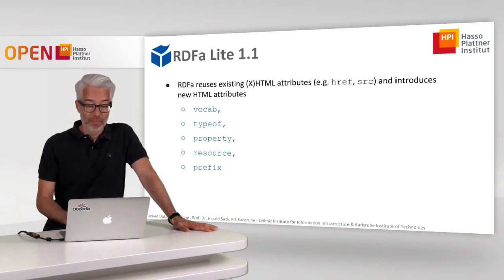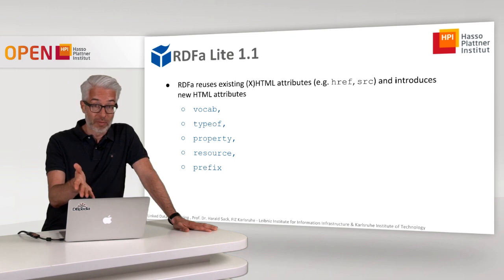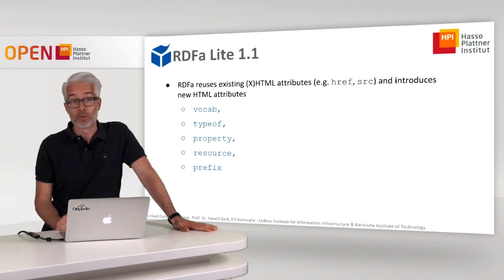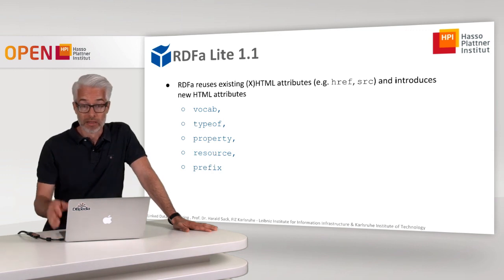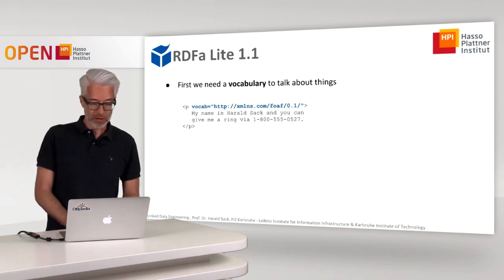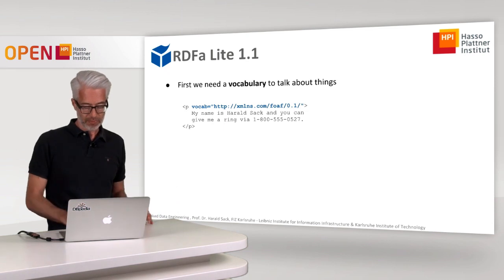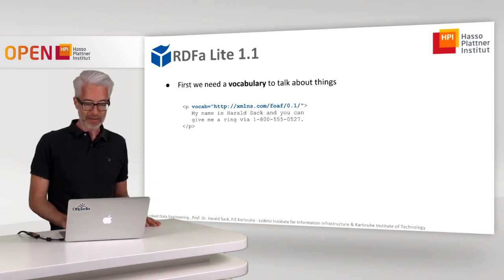For the other things, new attributes have been introduced, like the vocab attribute, the typeof attribute, the property attribute, the resource attribute, and the prefix attribute. Simply look at the names. You might already guess in which way they are used. We will look at an example, then it will be much easier to understand. So, we start with RDFa Lite 1.1. We want to put some structured data into our web page, and you see here we are defining a paragraph in HTML. In this paragraph there's some character data: my name is Harald Sack, and you can give me a ring via, and then comes a phone number. Of course, it's an imaginary phone number, so don't try to dial this.